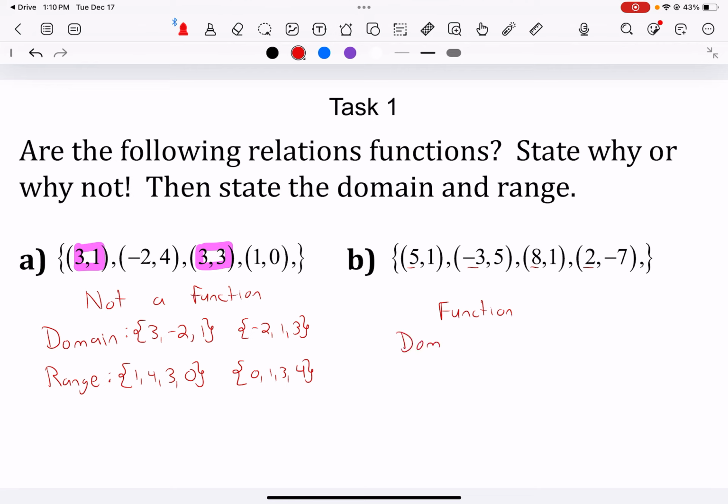Our domain would be all the x values in numerical order. So it would be -3, 2, 5, and 8. Our range is all of the y values, which is 1, I'm going to write in numerical order, -7, 1, and 5. And it's okay that the range repeats, just as long as the domain has one range value.